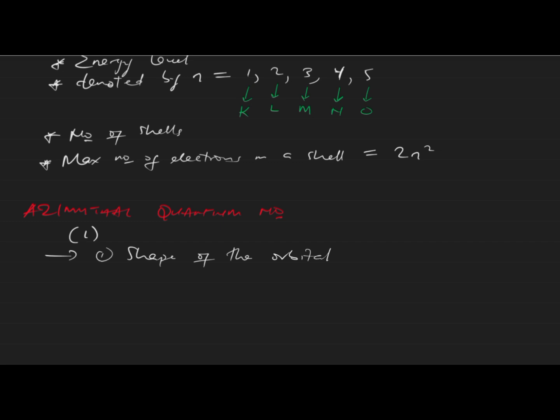Also, the azimuthal quantum number helps us to determine the number of subshells. So we established with the principal quantum number that atoms are actually made up of shells. But we also know that these shells are further divided into subshells. So the azimuthal quantum number helps us to determine the number of subshells within a shell. And then lastly, the azimuthal quantum number helps us to determine the angular momentum of an electron.